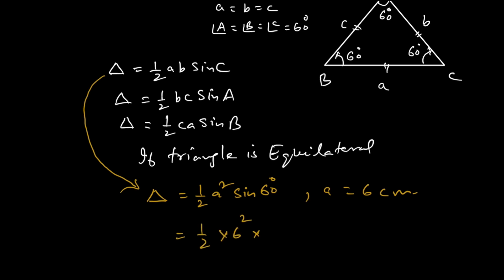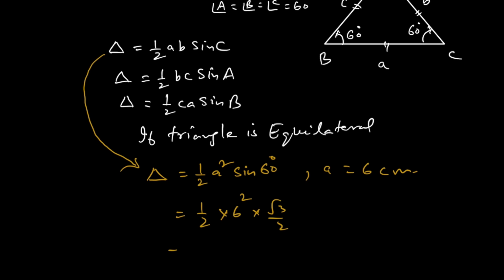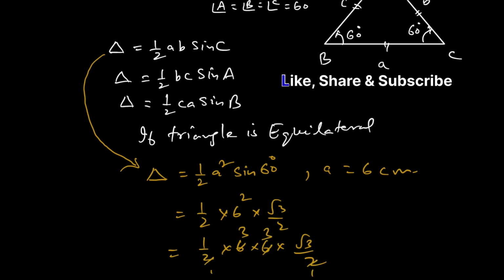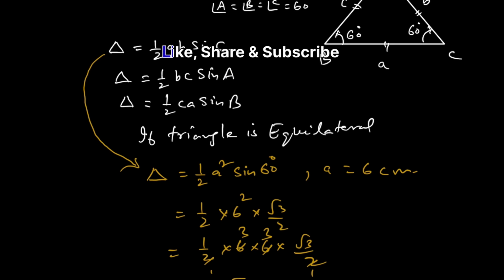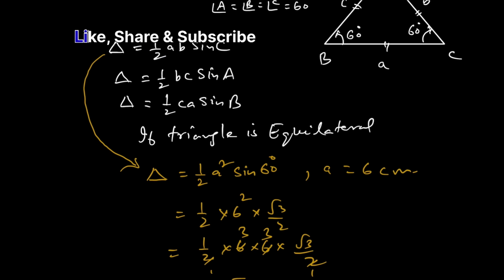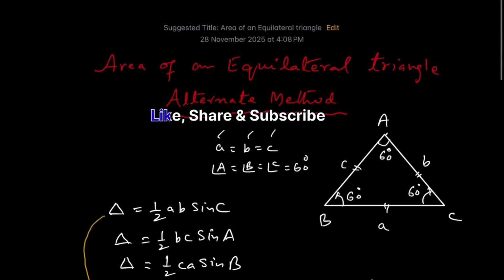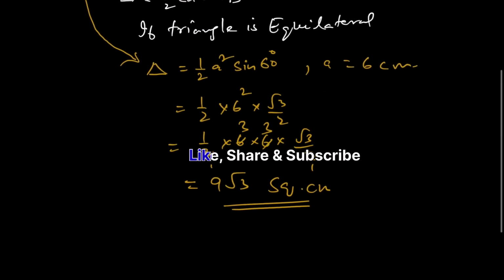a square, 6 square, into sin 60 which is root 3 by 2. Half into 6 into 6 into root 3 by 2. 2 1s are 2, 2 3s are 6, 3 3s are 9, root 3 square centimeters. See, same as in the previous question. Here also, in the previous question also, we got the same answer.